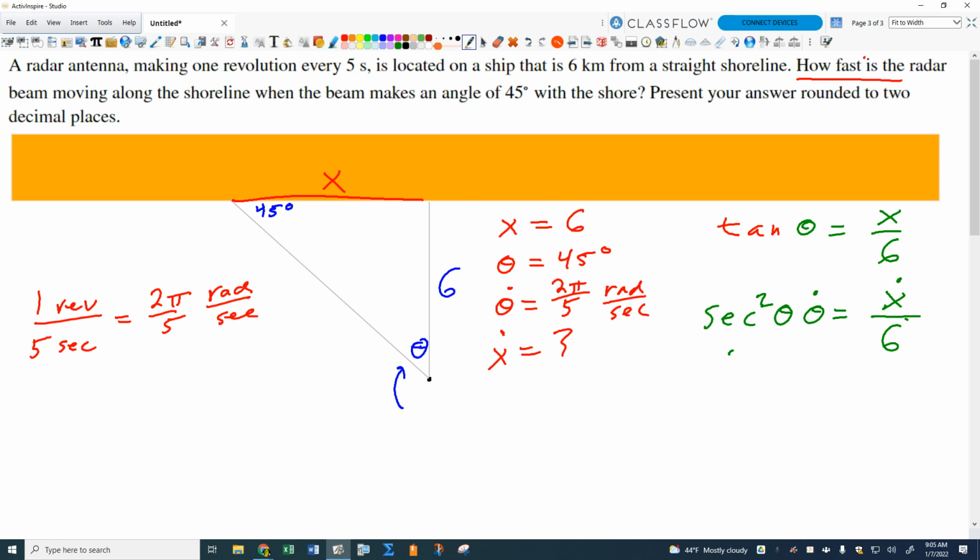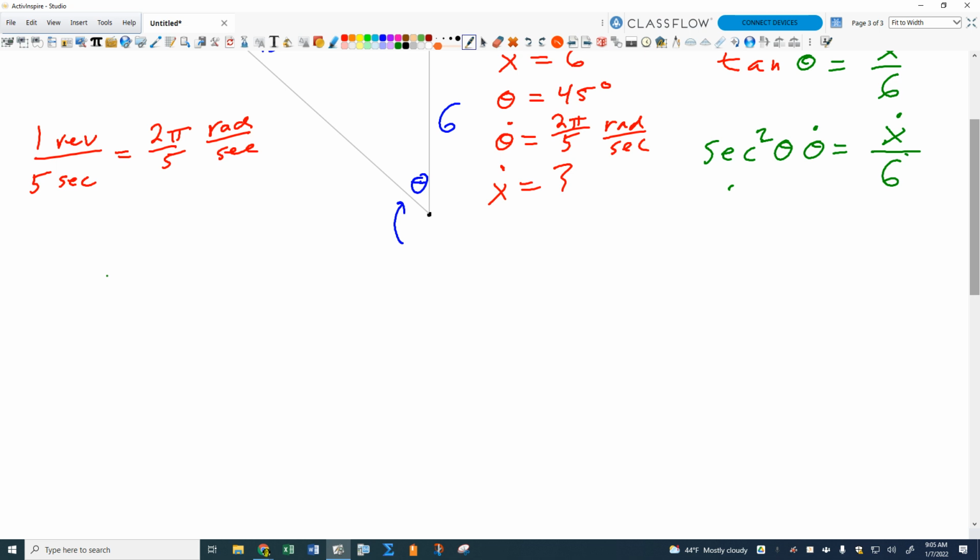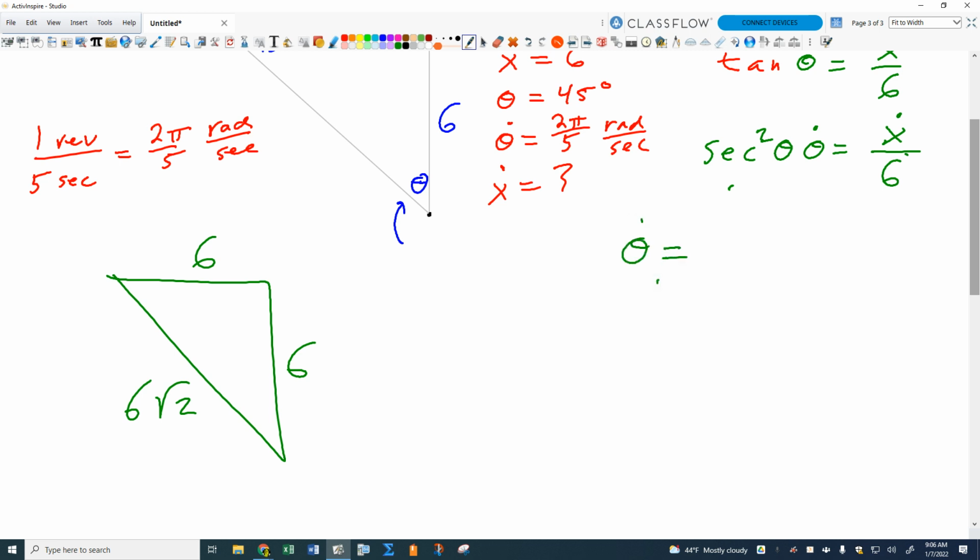Okay, same deal. We can make a reference triangle. A reference triangle is pretty easy. 6, 6, 6 radical 2, right? And really, we even know what theta is. We don't even need a reference triangle, right? We can just do secant of 45 if we wanted. We can do it either way, it doesn't matter. Let's say we go this way.